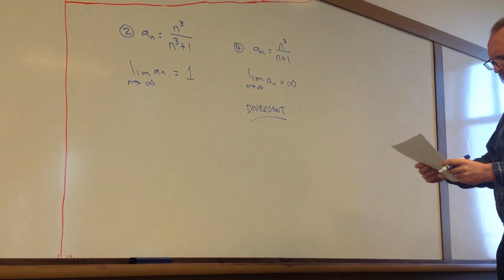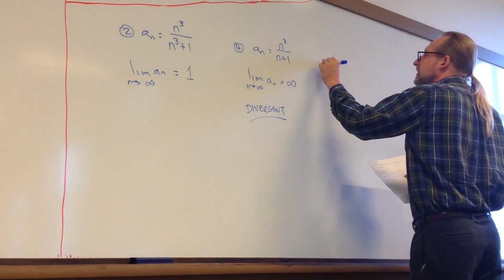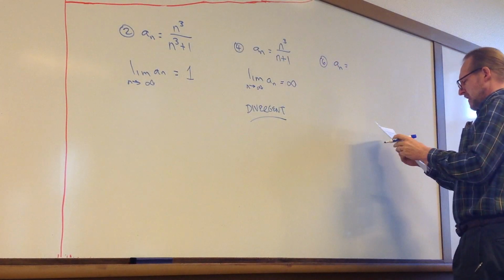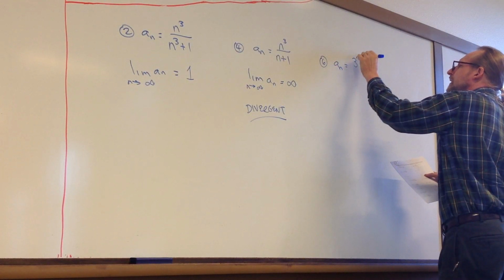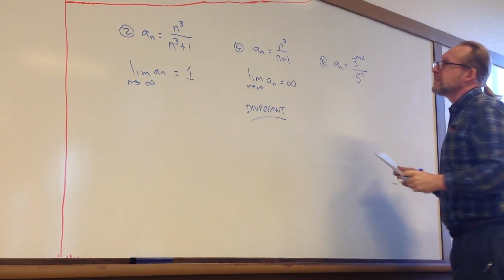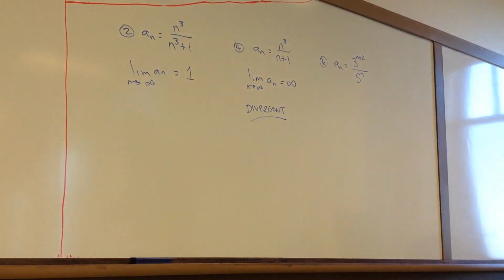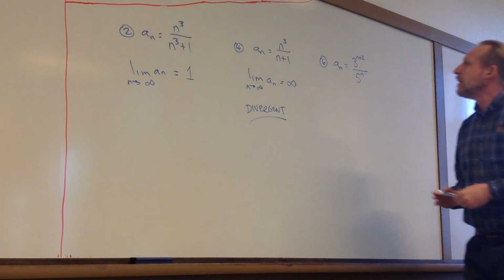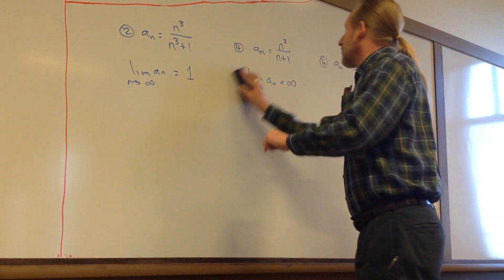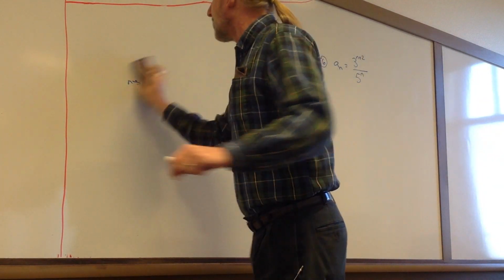Okay, let's see here. Problem 6, we've got a sub n is equal to 3 to the n plus 2 over 5 to the n power.